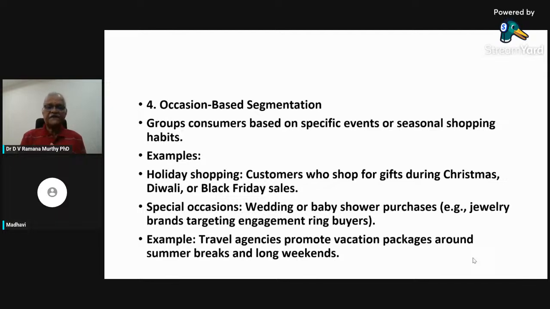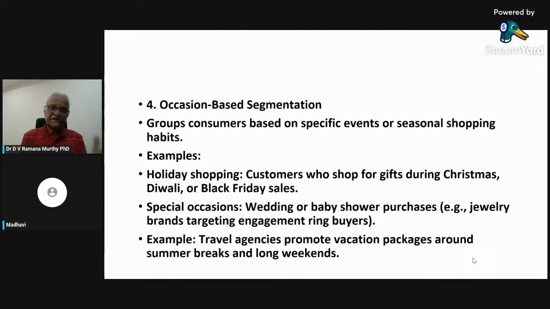So based on this, customers will be given some advantage, whatever it is, because it's only a one time purchase. It's not a frequent purchase. So you have to take care of those holiday shopping, special occasions, etc.